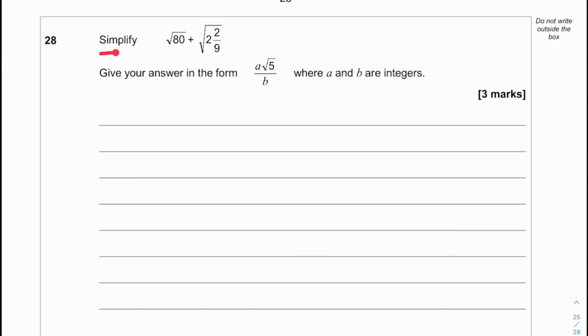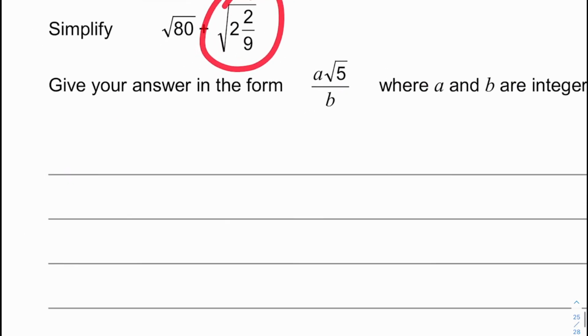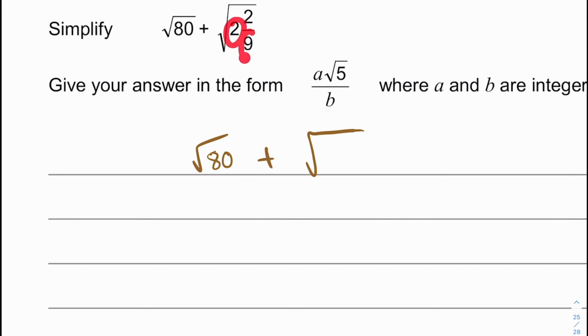Question 28. Simplify root 80 plus the square root of 2 and 2/9. We don't like this, this is weird, we need to solve this obviously, and we need to give our answer in the form a root 5 over b, where a and b are integers. So like I said, we don't like the look of it, so we need to solve it straight away. So what we're going to do first of all is turn our mixed number fraction into an improper fraction. So we can say our root 80 stays the same, and it's plus the square root of 2 times 9, which is 18, plus 2, so 20, all over the denominator, which is 9.